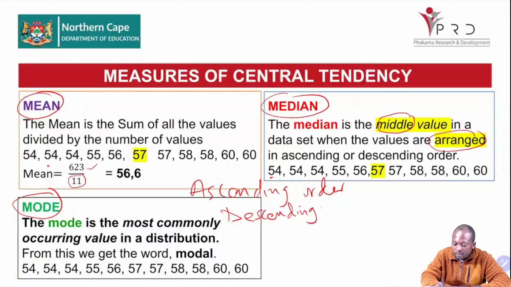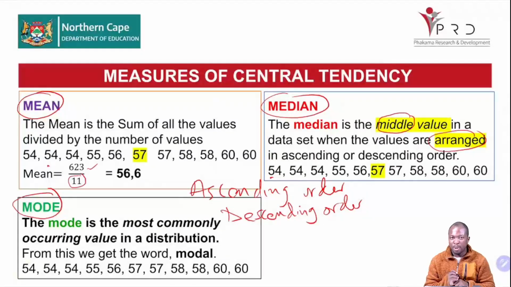Descending order. Are we good? So which one is which? Can you remind me? We have ascending order and descending order. Which one is which? Ascending order means we are taking it from small to big. Descending order means we are arranging it from big to small.